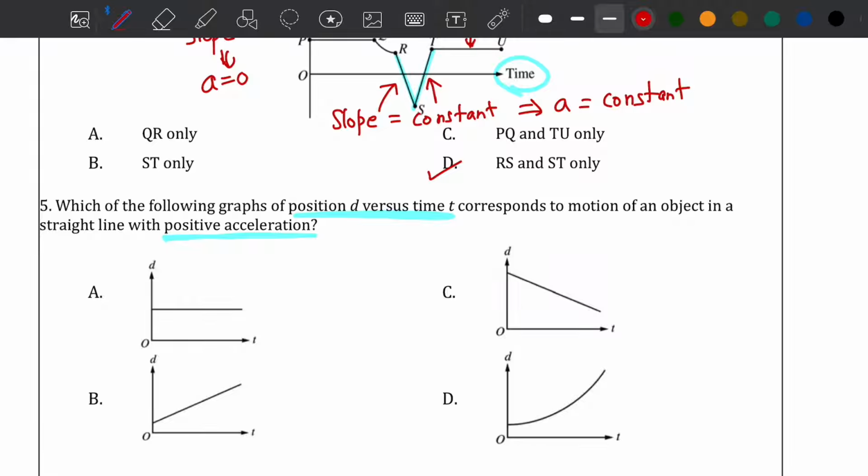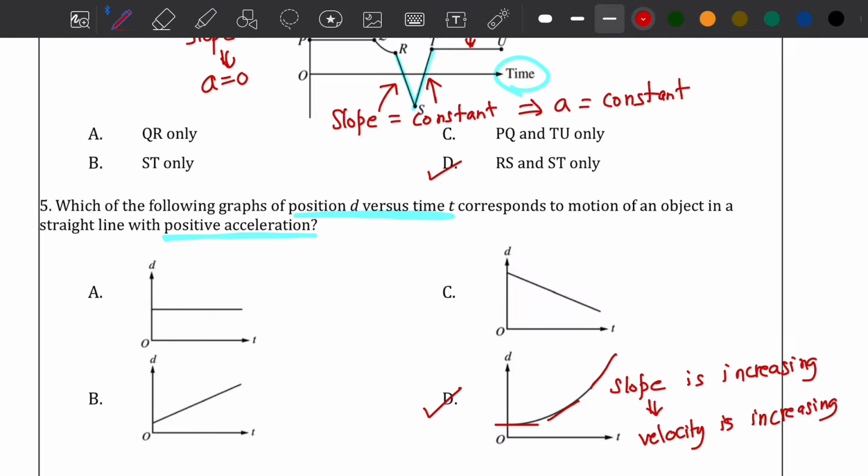So if velocity is increasing, we know that the graph has to be a curved line. So we can see that option D, you have a curved line. It is showing you that the velocity is increasing. How do I know velocity is increasing? You can see here the slope was horizontal, and as we move along the graph, we can see that the slope is increasing, and we know that slope gives us velocity because it's a position time graph. So that means velocity is increasing. Increasing velocity means that we have positive acceleration.